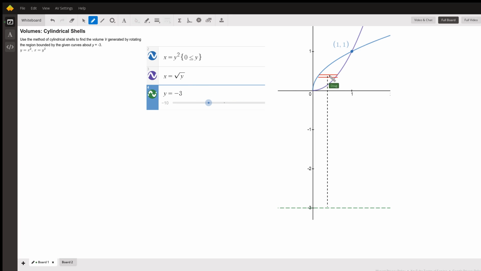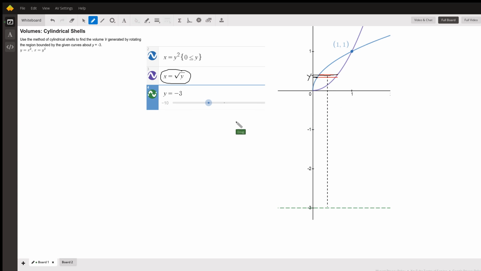get the height of this typical shell, which is going to be for each y coordinate in the interval from 0 to 1, it's going to be an x distance. So the distance from here out to here, for that y, will be the square root of y. That'll be the x distance. And the distance to here, or the left-hand part of the shell, will be y squared.